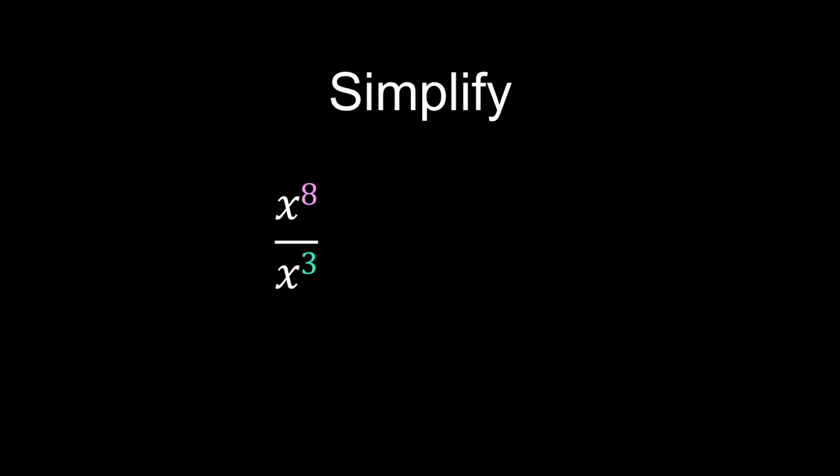Here we have x to the 8th over x to the 3rd power. We're dividing expressions with the same base, so to simplify, we will use the quotient of powers rule, which says that we will subtract the exponents. We'll be keeping the base x the same, and we'll need to subtract the exponents. We'll take the exponent in the numerator, 8, and from it, we'll subtract the exponent in the denominator, the 3. 8 minus 3 is 5, which will be our new exponent. So this expression simplifies to x to the 5th power.